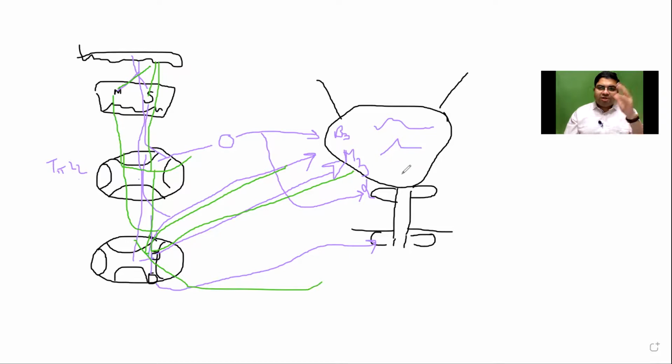Now again, we have a detrusor sphincter synergia. So the detrusor muscle contracts with the relaxation of the internal sphincter and the external sphincter. The person is able to void. As simple as that. Okay.